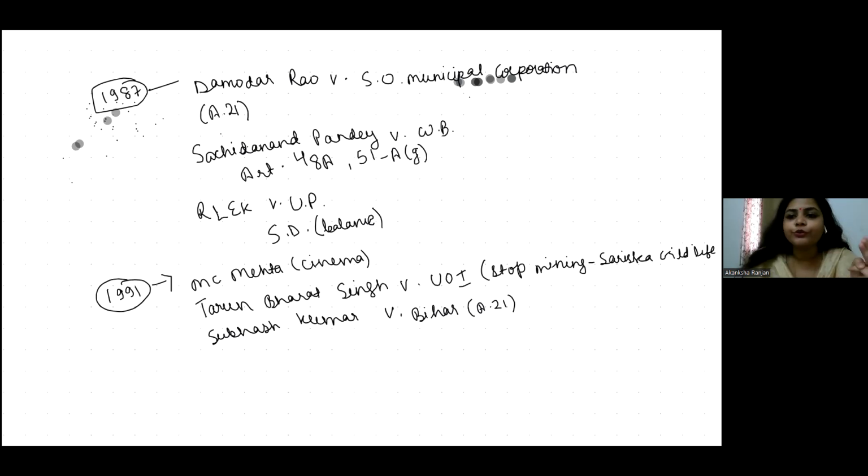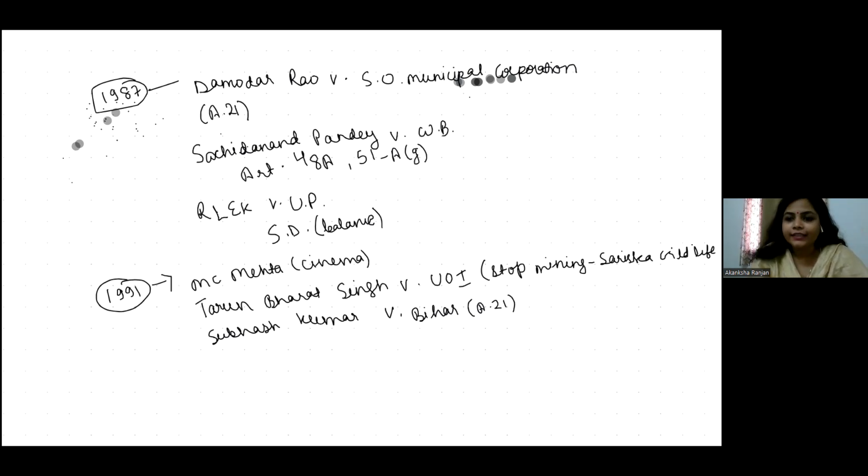It will be easier for you to remember the years. 1987, three cases: Damodar Rao, which has talked about Article 21 interpretation; Sachidanand Pandey, again the DPSP 48A and 51AG. What is 51AG? It is a duty. Every citizen is under a duty to protect and improve the natural environment, including the forest, lake, river, and wildlife. So this is under Article 51AG.